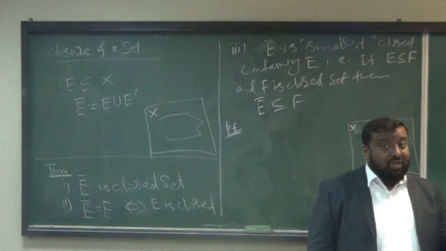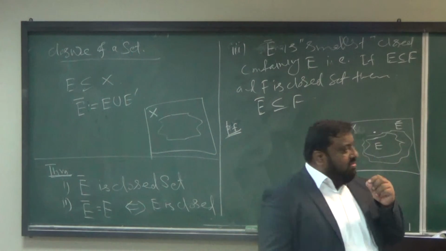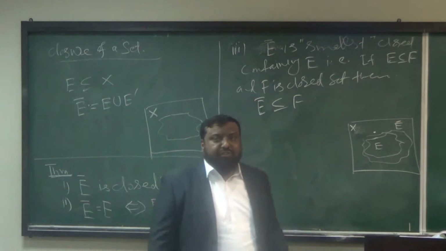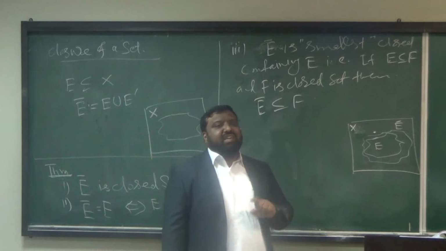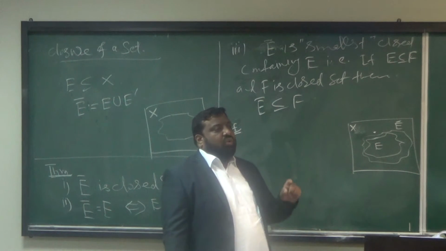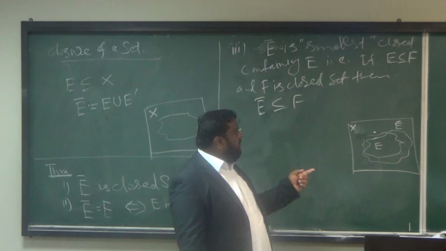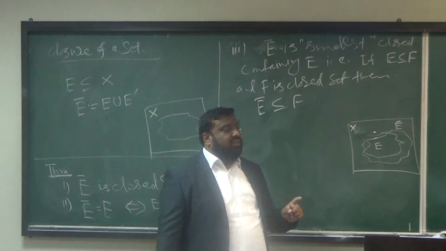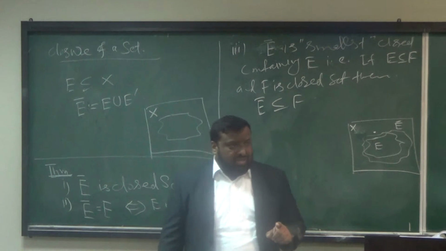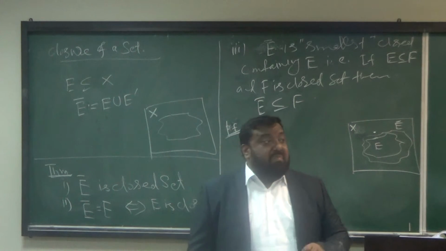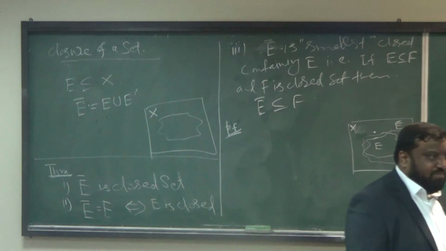At least one radius, so you've got the existence of a radius. There must be a radius such that if you draw a ball of that radius on P, it's not going to intersect with E. But it may intersect with E closure.